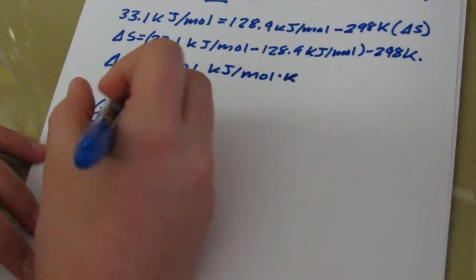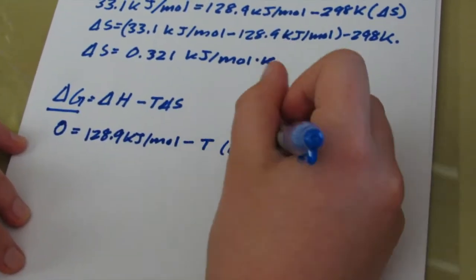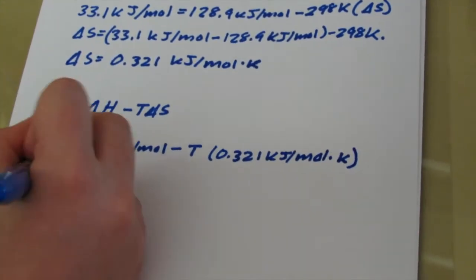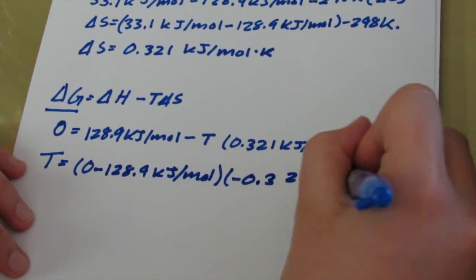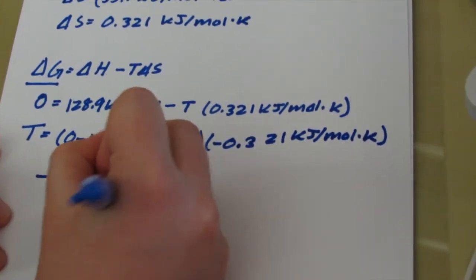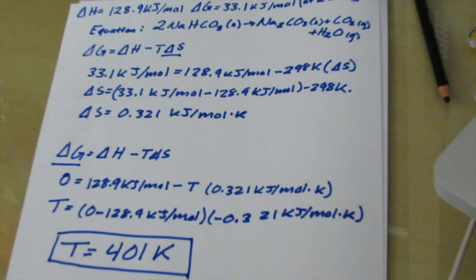Now we go back again to the initial equation. Delta G is equal to delta H minus temperature times delta S. The reaction will now be equal to 0 because the reaction becomes spontaneous when delta G is 0 or below 0. Finally, you make the equation equal to T and solve it. And the final answer will be T is equal to 401 Kelvin.